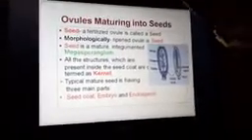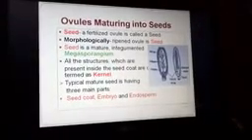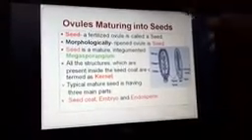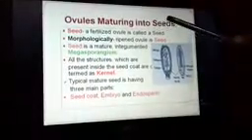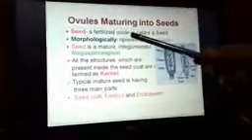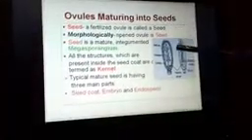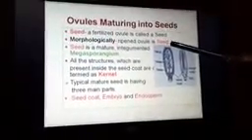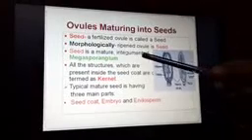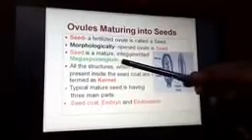Now dear students, today we will go through the second phase of the post-fertilization events. It is the ovules maturing into the seeds. A fertilized ovule is called a seed. Morphologically, a ripened ovule is a seed. A seed is a matured, integumented megasporangium.